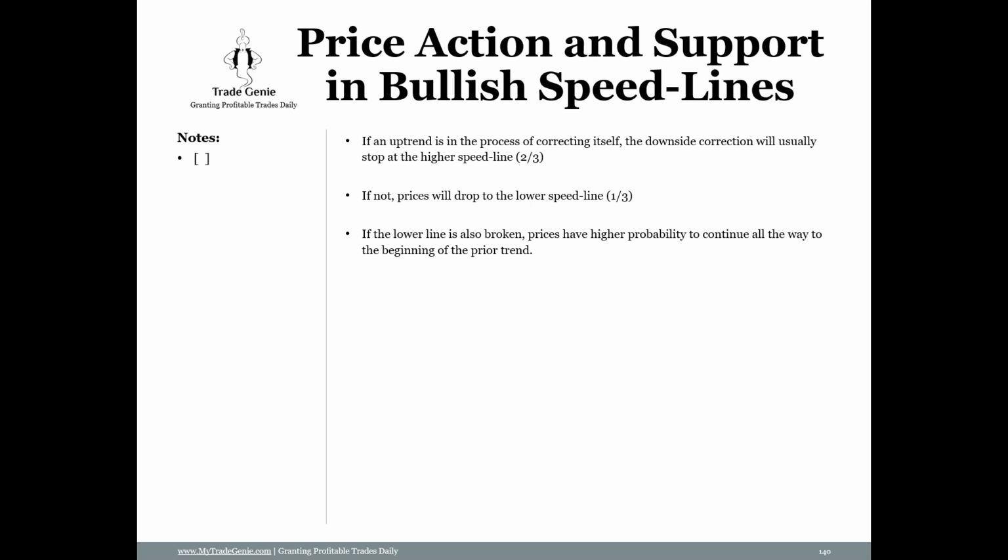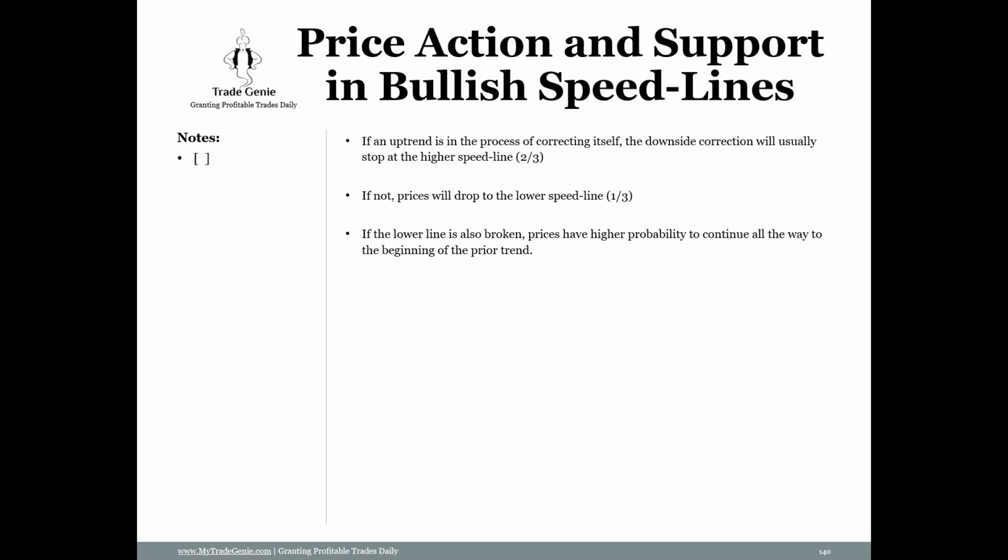So that is where the retracement level will take place. If not, prices will drop to the lower speed line, which is 1/3. If the lower line is also broken, prices have a higher probability to continue all the way to the beginning of the prior trend. So if the 2/3 is broken, then where is it going? It's going to 1/3. If 1/3 is broken, then where is it going? It's going to the previous turning point. So that is your ultimate.